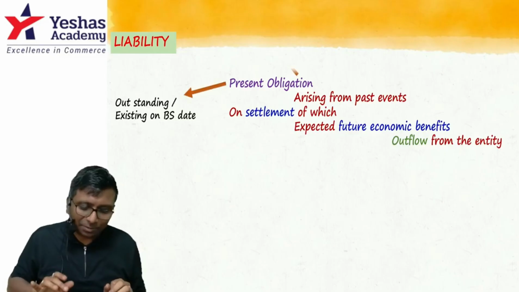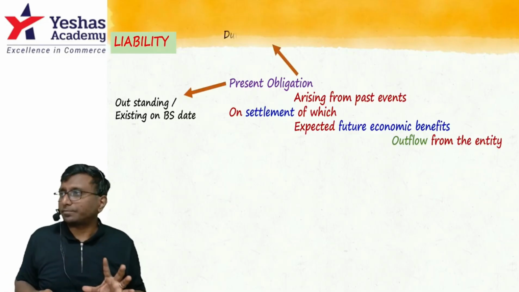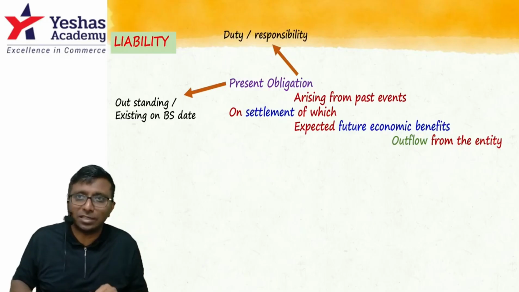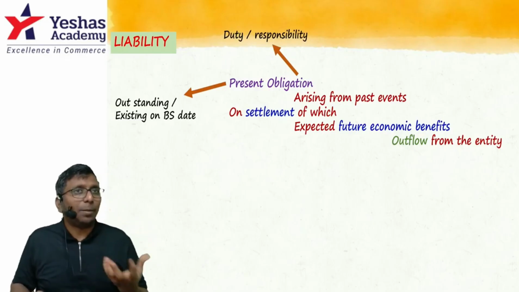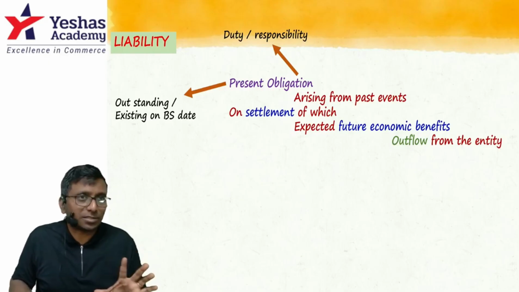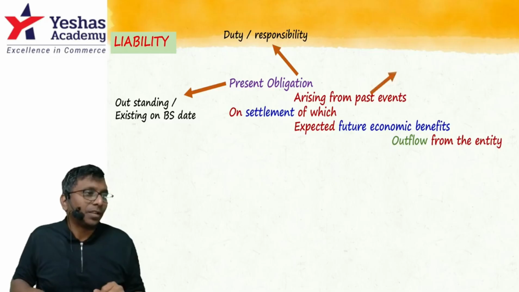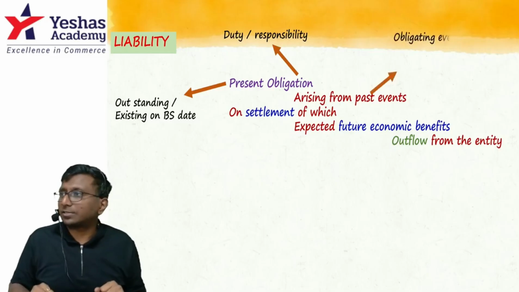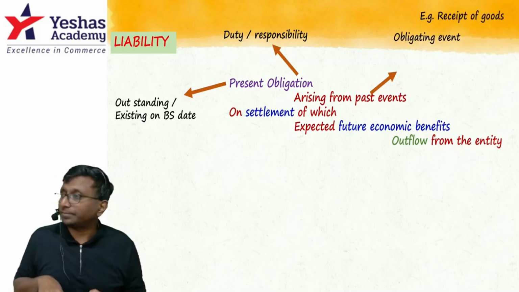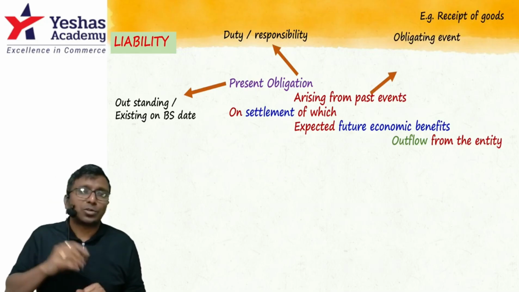As we said, present. Present means what? It is there on the balance sheet date. Outstanding as on the balance sheet date. Obligation, which we spoke of, is a duty. It is not a choice. It is not a right. Past events. What is a past event? Past event, I said, is the obligating event. One more question.